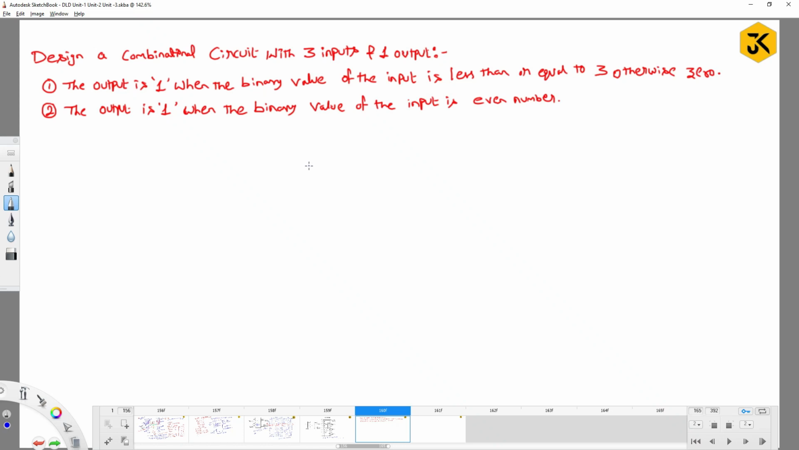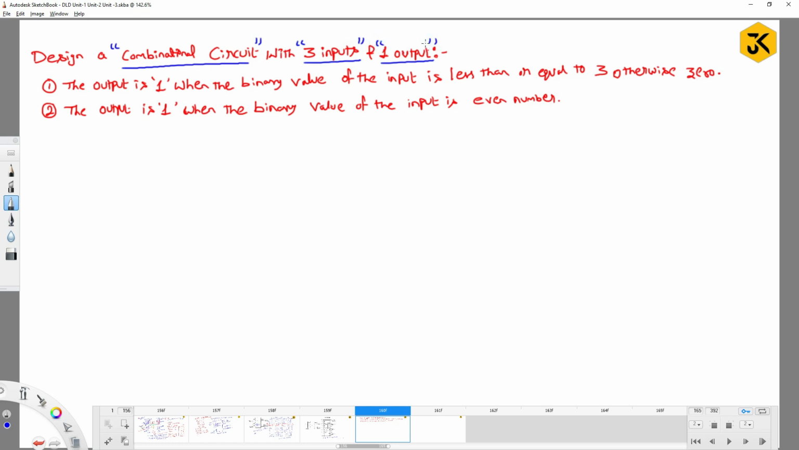Hi everyone, today we will see how to solve a combination circuit for the given requirement. For example, the requirement is given as follows. Design a combination circuit with 3 inputs and 1 output. It means they are asking us to construct one combination circuit that takes 3 inputs as parameters and produces 1 output.